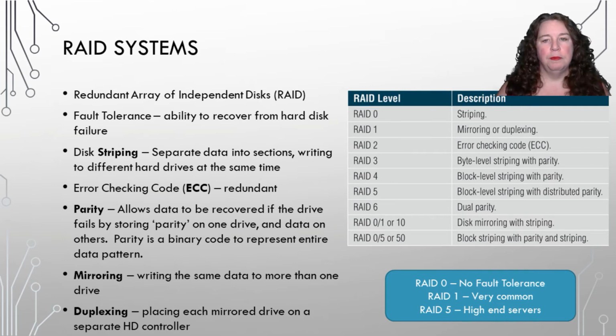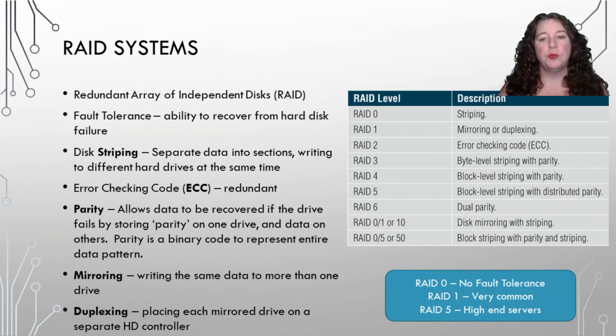When we get into RAID 2, which is not used as much anymore, we used an error checking code, but it's kind of redundant with some of the ways that we use parity to be able to get information back. So a lot of people don't use 2 anymore. 3 and 4 both use striping with parity. So parity allows the data to be recovered on one drive by storing all of the parity on a singular drive. So we have an entire drive that is all of the binary code of an entire data pattern. Because it's stored separately, again, that means that if you have failures, you can recover the data using that. So RAIDs 3 and 4 use that.